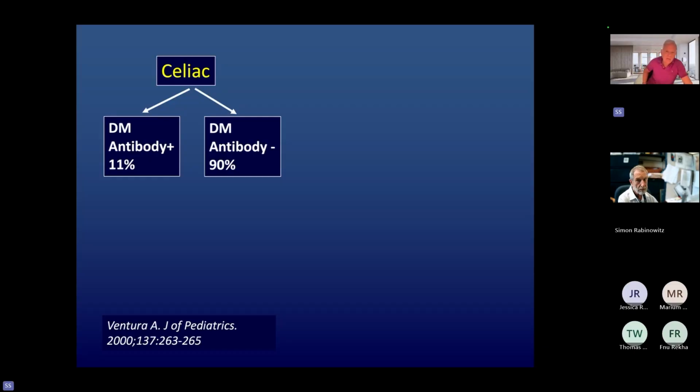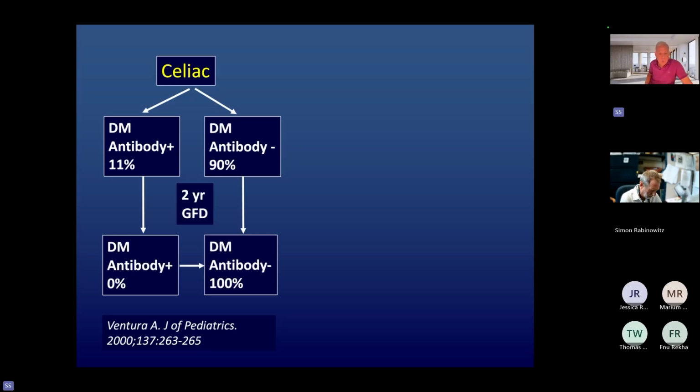So here we have subjects with celiac disease. 11% have diabetes-associated antibodies positive, 90% negative. After 2 years on a gluten-free diet, 0% had antibody positive, 100% had diabetes antibody negative.